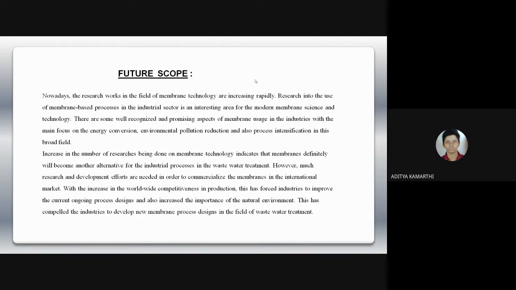However, much research and development effort is needed in order to commercialize the membranes in the international market. With the increase in worldwide competitiveness in production, industries have been forced to improve the current ongoing process designs and also increase the importance of the natural environment. This has compelled the industries to develop new membrane process designs in the field of wastewater treatment.